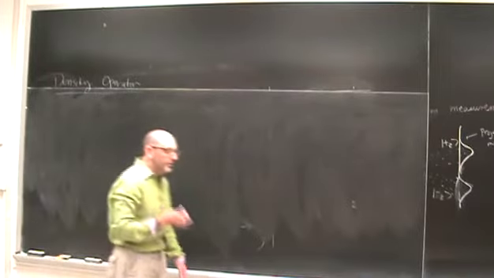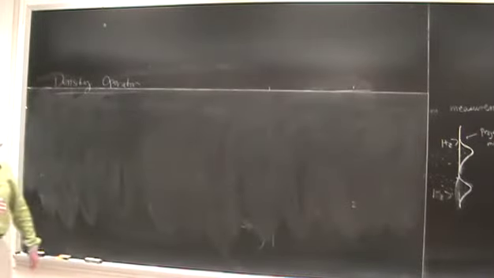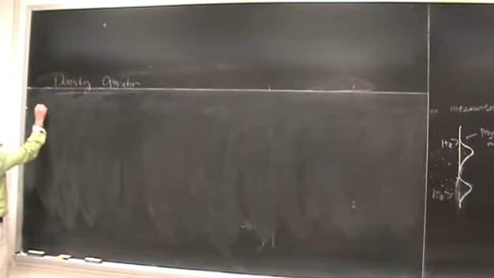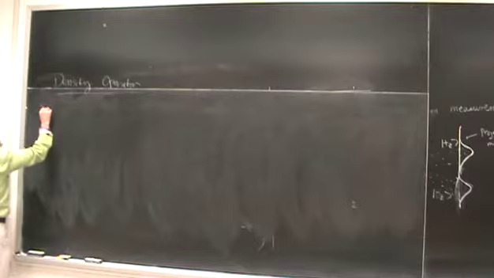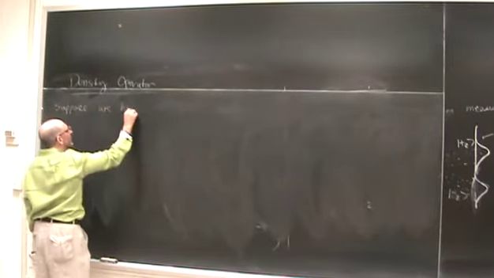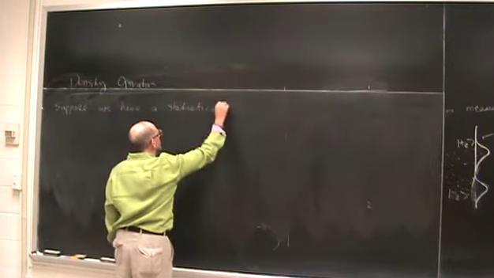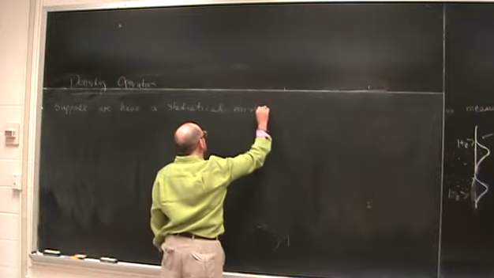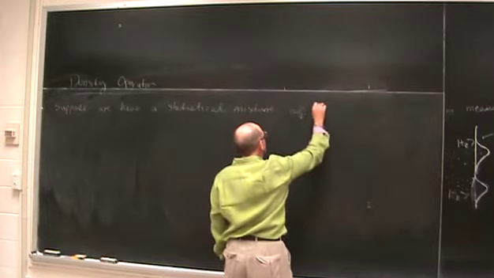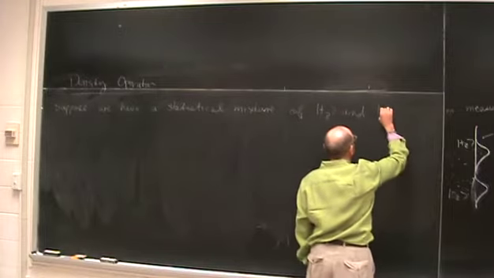All right? So what do I mean by that? Well, let's look at what we did in this case with the heads and tails. So what we said was, suppose we have a statistical mixture of spin up along X or Z, doesn't really matter, and spin down along Z.